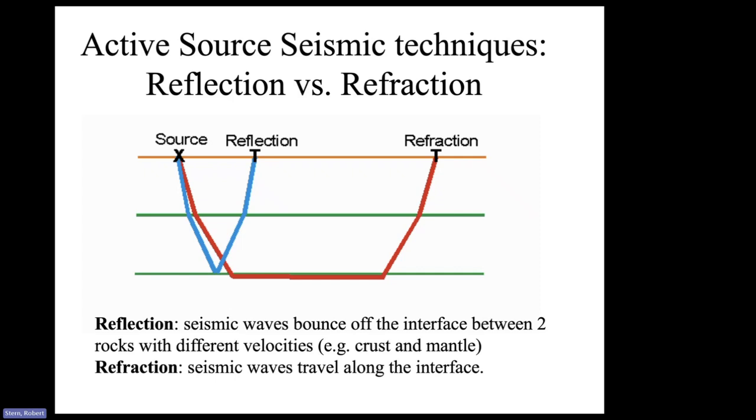All right. So we talked about active source seismic techniques, reflection versus refraction. With reflection, the seismic energy goes in, bounces off something, and comes back up. The seismic waves bounce off the interface between two rocks with different velocities, for example, crust versus mantle. And with refraction, the seismic waves travel along the interface and then come up to the surface.